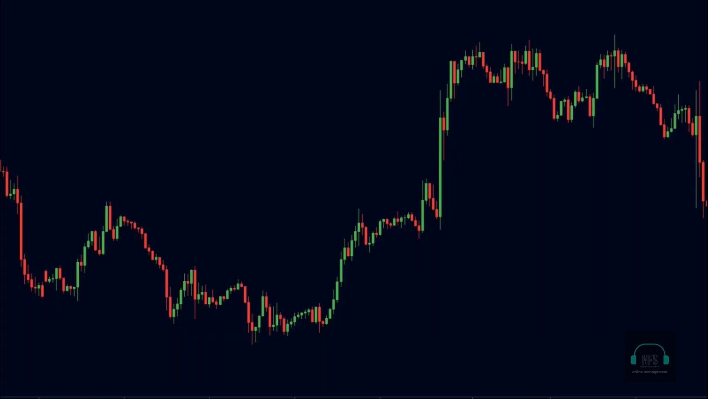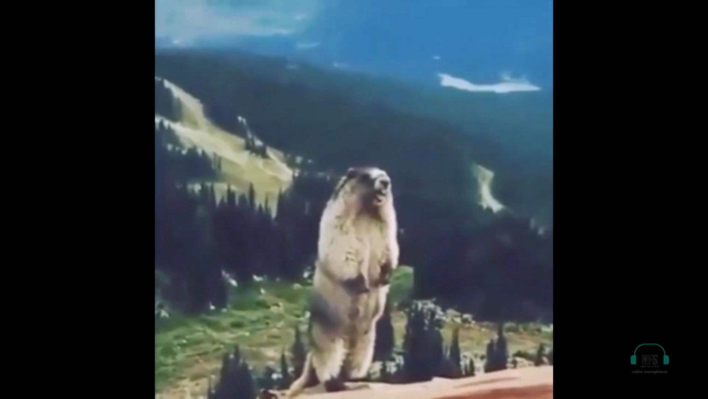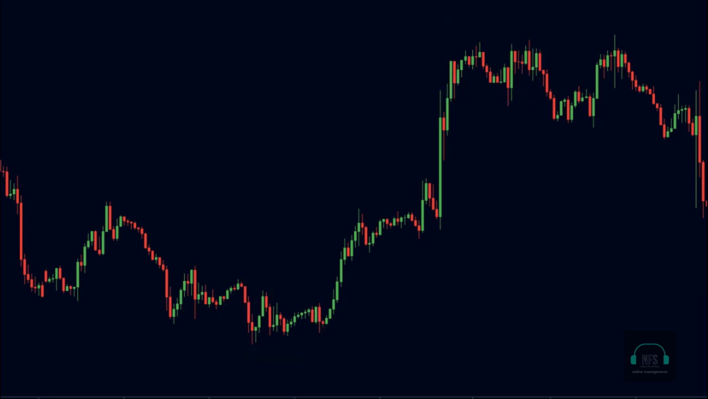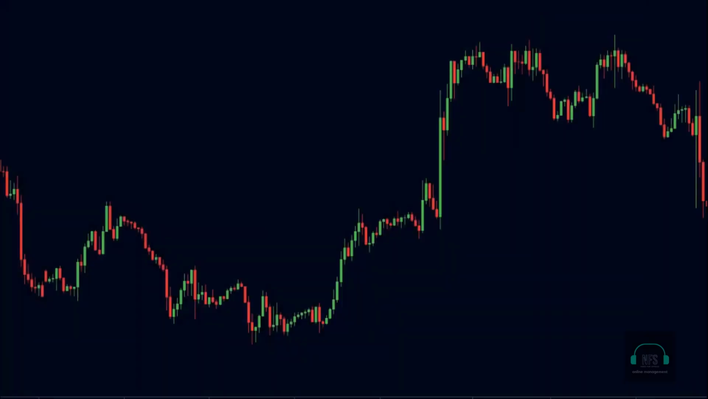When it comes to trading, most traders are stuck trying to find market tops and bottoms. But it is very hard to spot a market reversal in real time. What if there was a way through which you can catch market reversals with a high probability? That would enable you to enter and exit the stock at the right time. Well, there is a way.